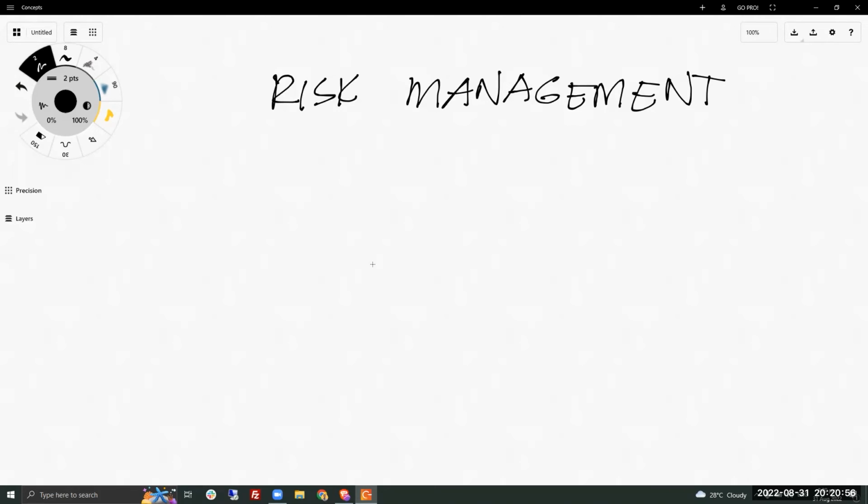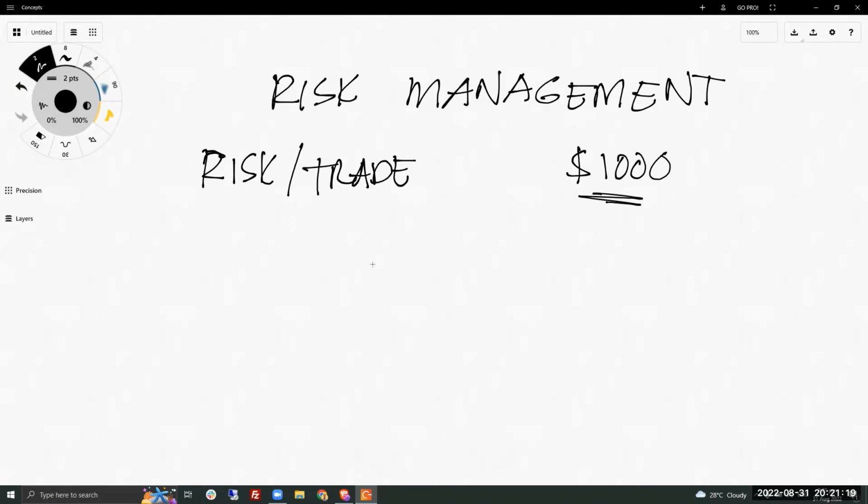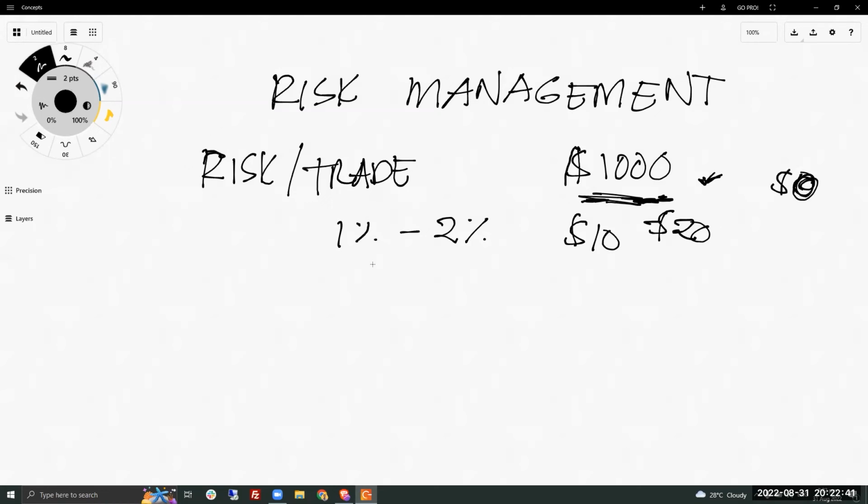So when it comes to risk management, how much are you willing to risk in dollar amount? Ideally, beginners should only trade around 1 to 2%. So around $10 to $20 if you have a $1,000 account. If you're willing to lose 1,000, we end up losing everything, right? $0. So it only took one trade to lose everything. And then we have no available capital left to trade more opportunities, right? So that is not good.